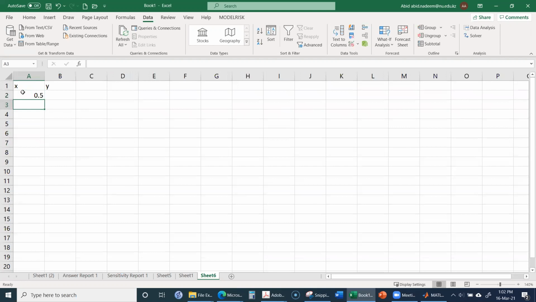0.5, 1, 1.5, 2, 2.5, 3, 3.5, 4, 4.5, 5, 5.5. And Y values are 0.53.